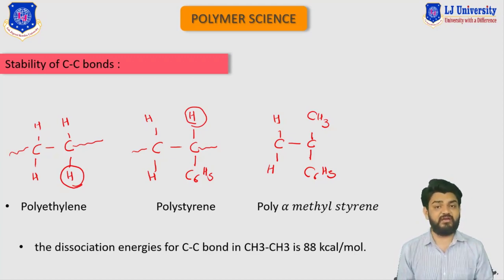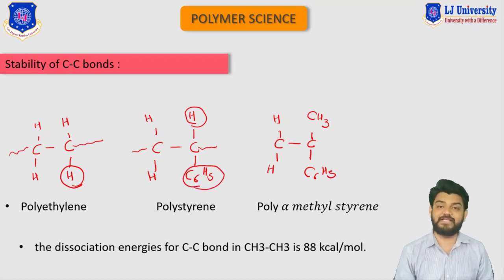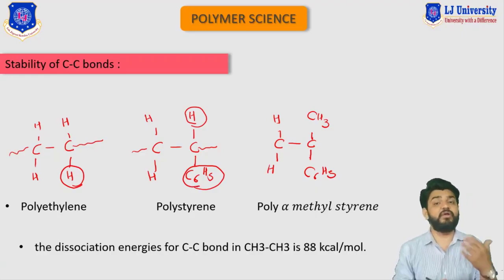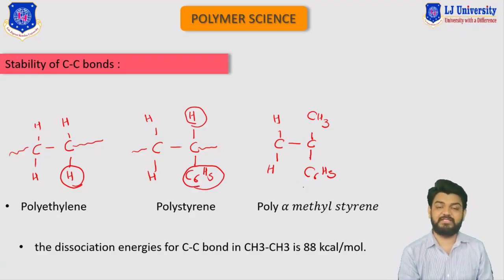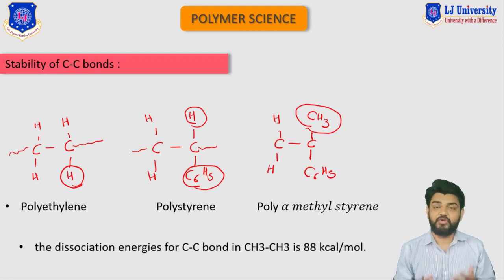Now from the structure itself we can say that polyethylene is more stable, while polystyrene and polyalpha methyl styrene are relatively less stable because they are much bulkier. You can see here that this polystyrene has a C6H5 group attached to one of the carbons, which makes it even more bulky. And polyalpha methyl styrene has one CH3 above, in addition to the styrene, right? So it is even more bulky than the styrene. So as we have already understood, as the bulkiness of your polymer increases, the carbon-carbon bond strength decreases.